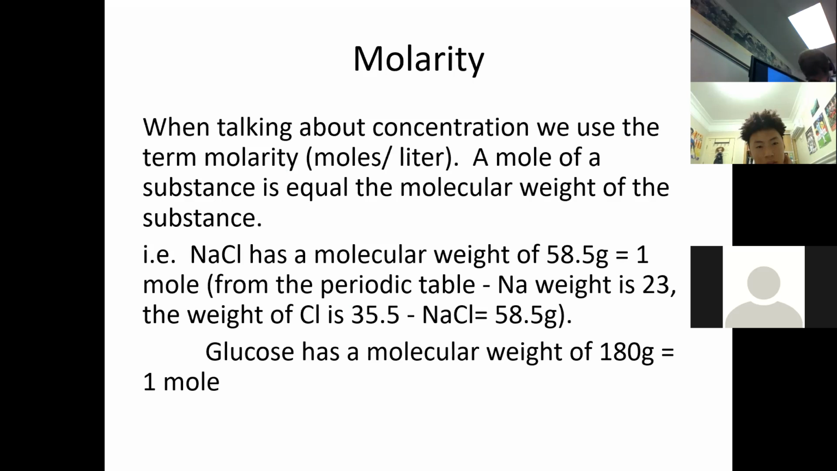Glucose, for example, has a molecular weight of 180 grams. That's 1 mole of glucose. So if I want to make a 1 molar solution of glucose, how would I do that? 180 grams into 1 liter, right? That would be a 1 molar, right? Molarity is always per liter. So 1 molar would be 180 grams in 1 liter, okay?